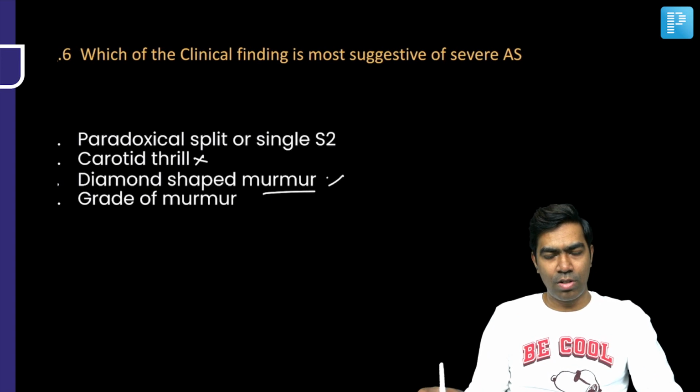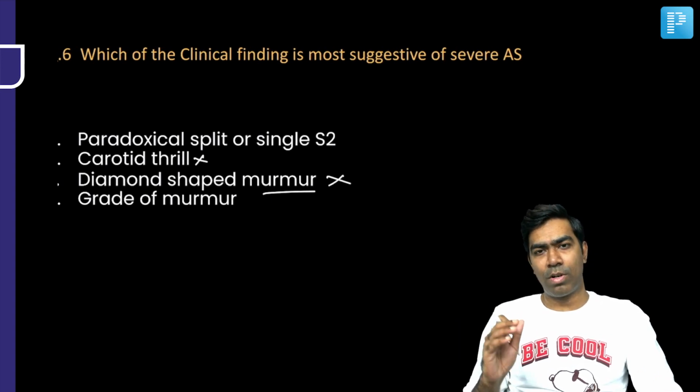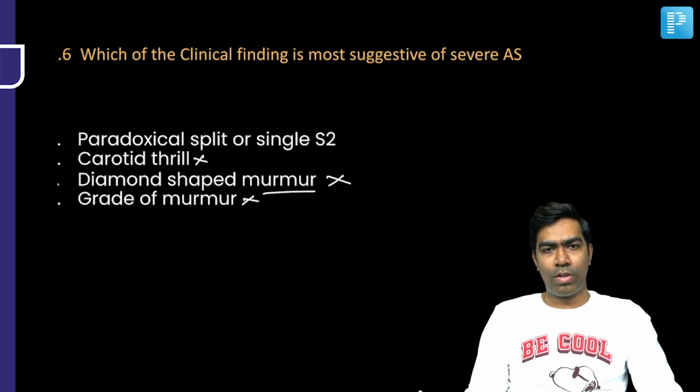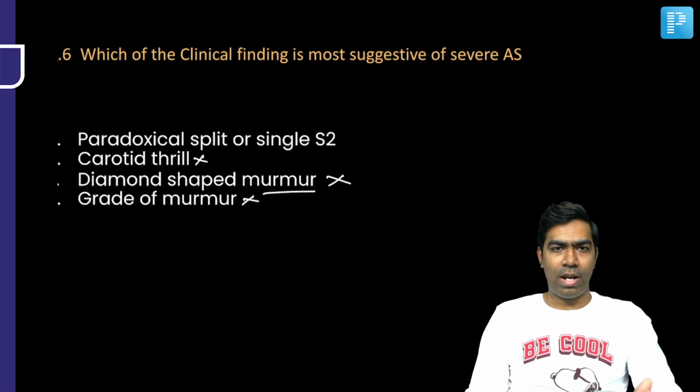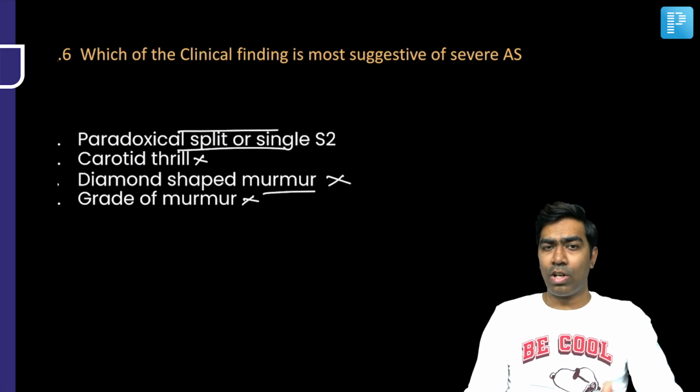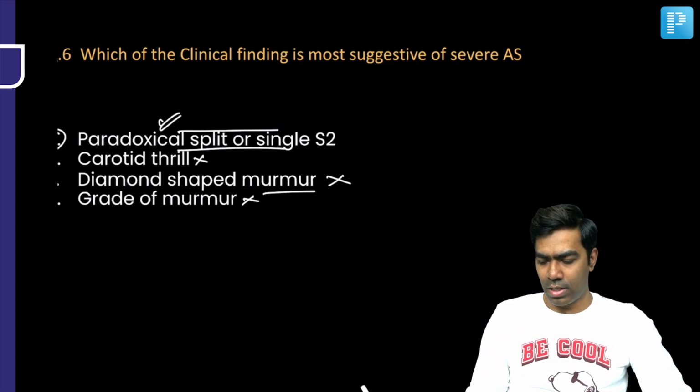Diamond-shaped murmur again is not going to tell you the severity. Rather, the kite-shaped murmur or the late peaking murmur is going to tell you the severity. The grade of the murmur again is not going to be telling you the severity. In fact, the intensity of any murmur is not going to be proportional to the severity of your valvular heart disease. So that rules out option D as well. And the only option that we are left with is A, that is paradoxical split or single S2. That's correct. Early anacrotic notch along with the narrow split or a single S2, or especially a paradoxical split or reverse splitting of S2, is going to be associated with severe aortic stenosis. The right answer for this question is going to be option A.